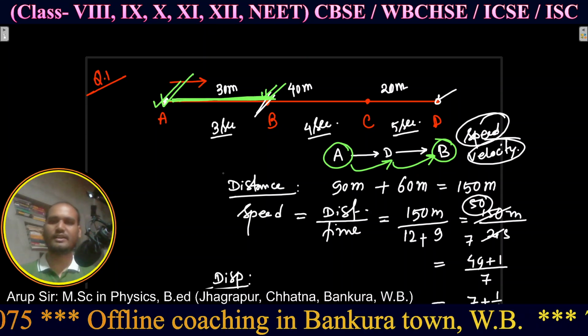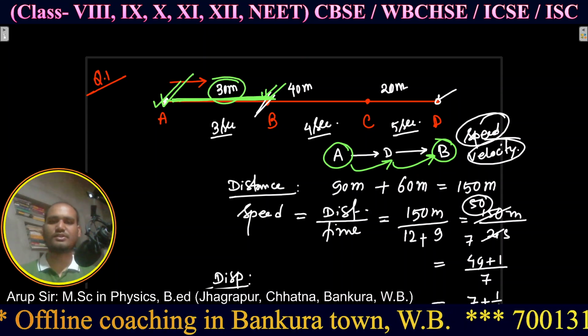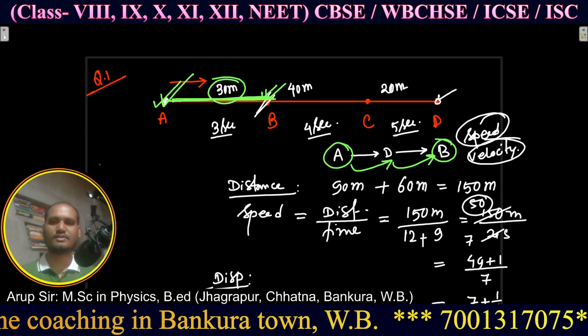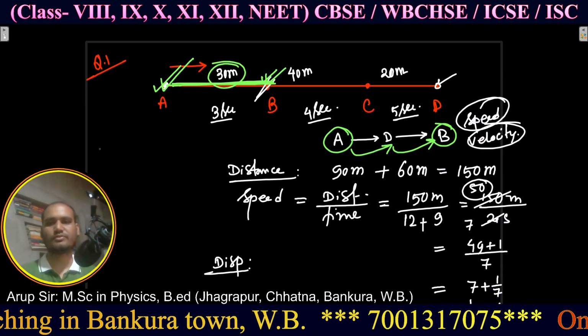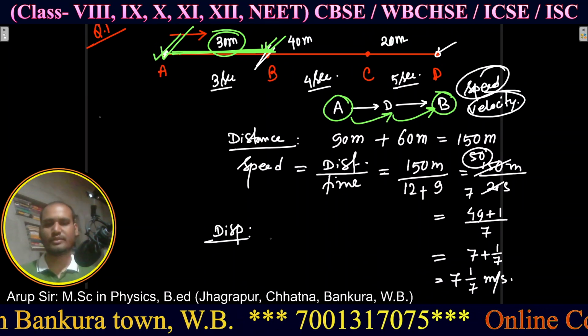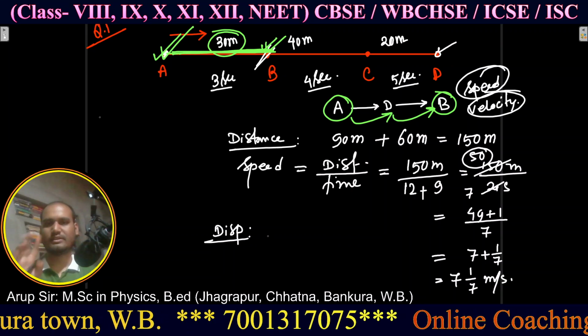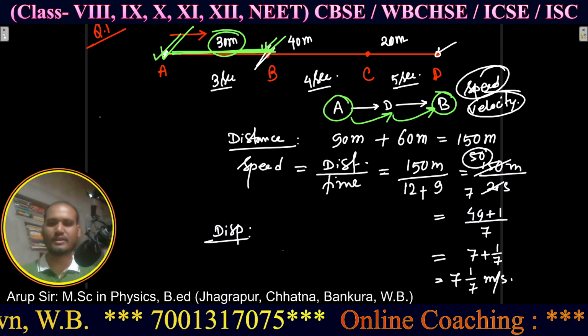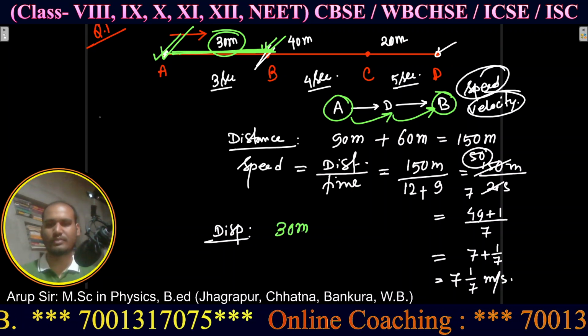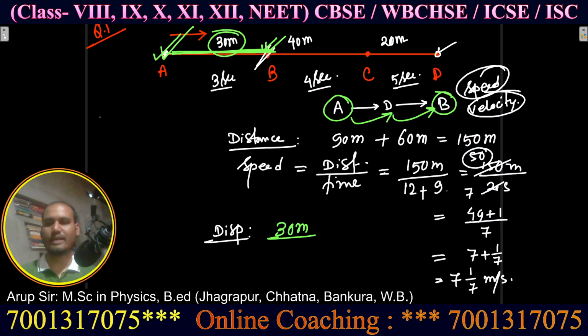Only take these two points and connect them via a straight line. It is already connected, and you can see that this distance is 30 meters. Then the displacement will also be 30 meters. It's a very simple thing. The separation between the initial and final point is 30 meters. Simple.